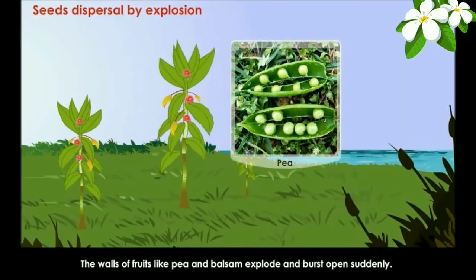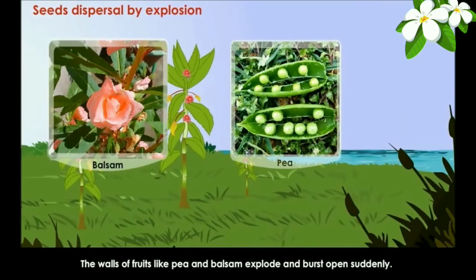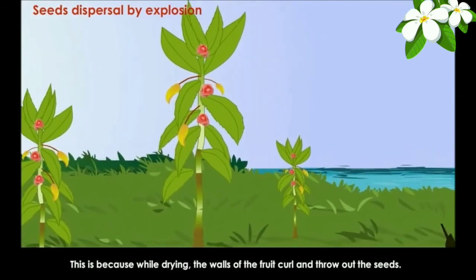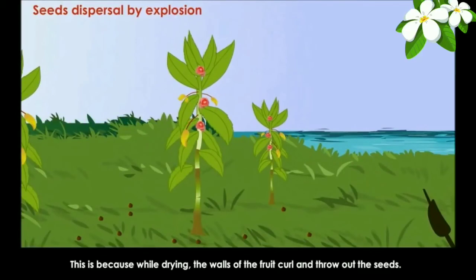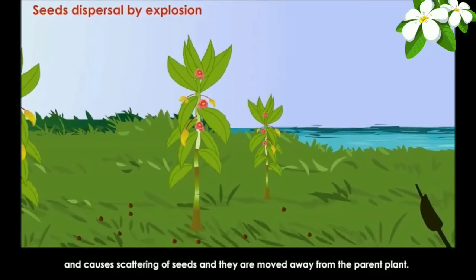Some fruits like pea and balsam explode and burst open suddenly. This is because, while drying, the walls of the fruit curl and throw out the seeds. And by explosion, the seeds are moved away from the parent plant.